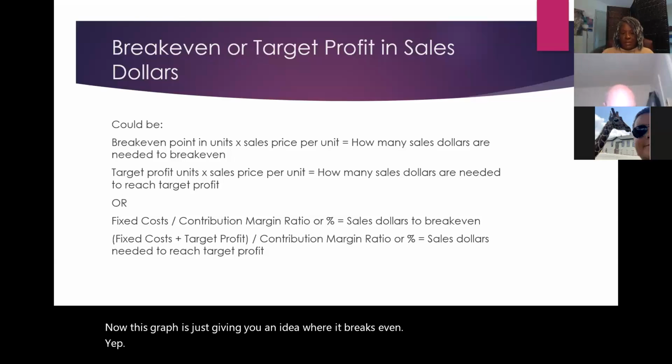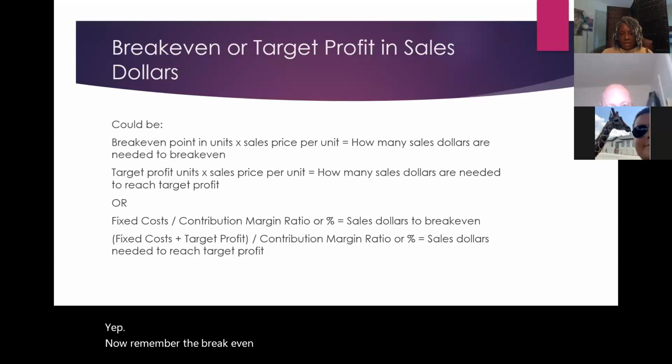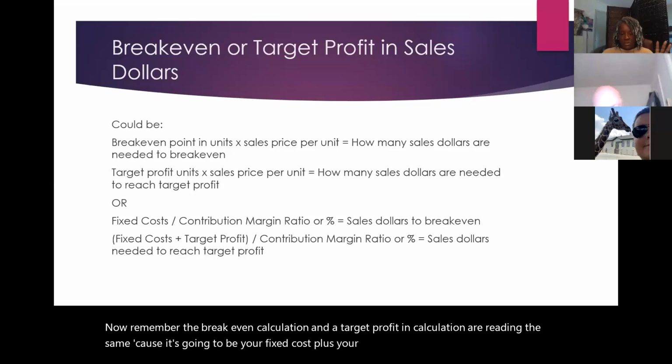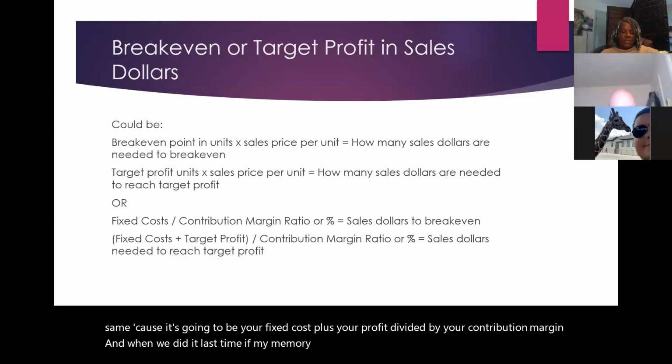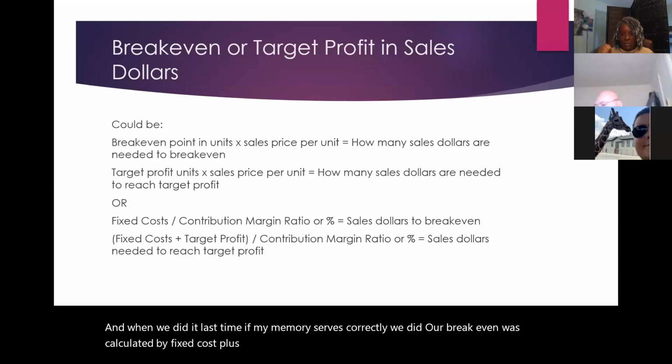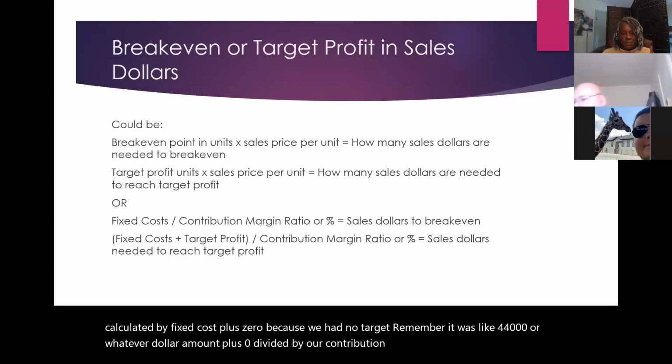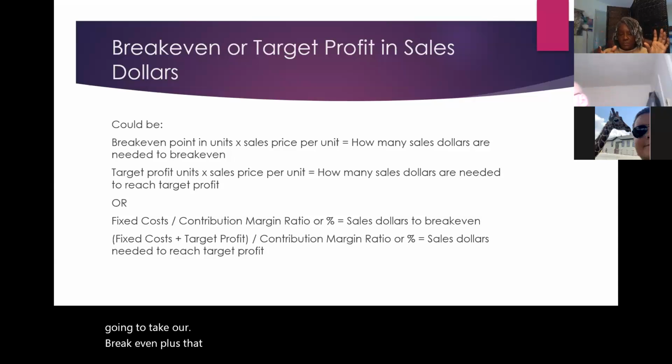Now, remember, the break-even calculation and the target profit calculation are really the same, because it's going to be your fixed cost plus your profit divided by your contribution margin. And when we did it last time, if my memory serves correctly, our break-even was calculated by fixed cost plus 0, because we had no target. Remember, it was like 44,000 or whatever dollar amount plus 0 divided by our contribution margin. Well, with the target profit, we're going to take our fixed cost plus that target number, whatever it is, and divide it by our contribution margin.